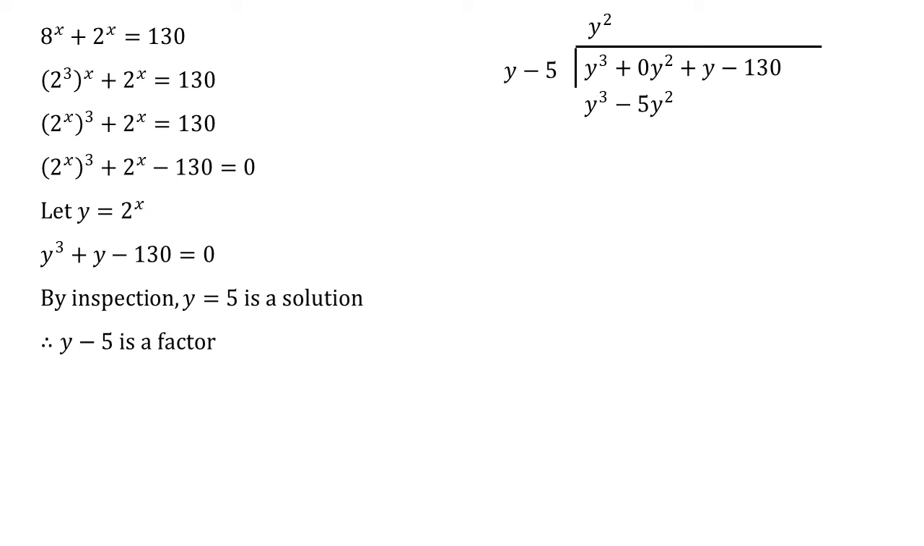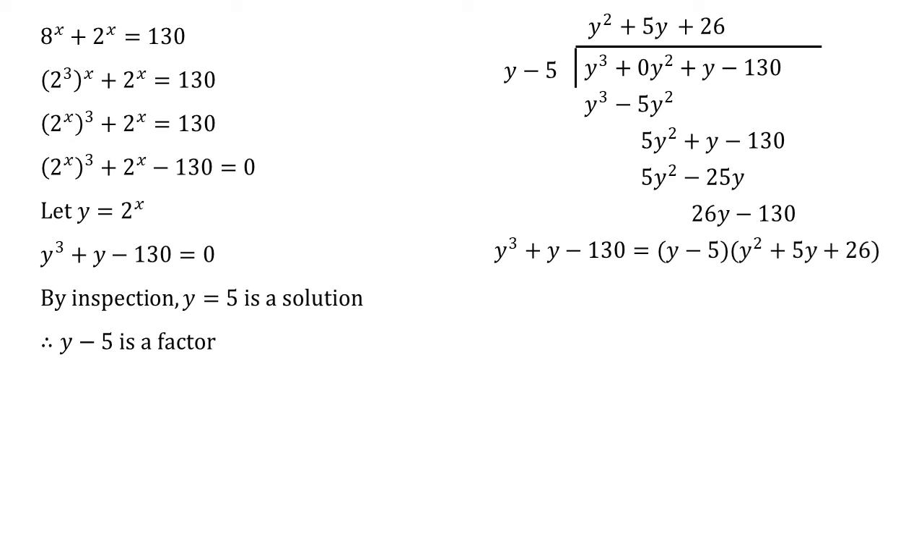So 0y squared minus negative 5y squared gives us 5y squared, and we've still got the y and the minus 130. We're going to repeat this again now. How many times does y go into 5y squared? Well, that's plus 5y. Take away 5y times y minus 5, which leaves us with 26y minus 130, which is exactly 26 times y minus 5. And as expected, because y minus 5 is a factor, it's gone in exactly, there's no remainder. So now we know that our cubic is equal to y minus 5 times y squared plus 5y plus 26. We know that y equals 5 is a solution, so let's look at the right-hand bracket.